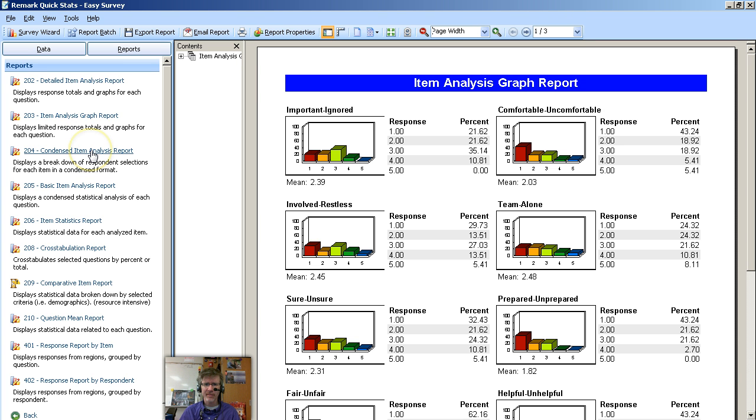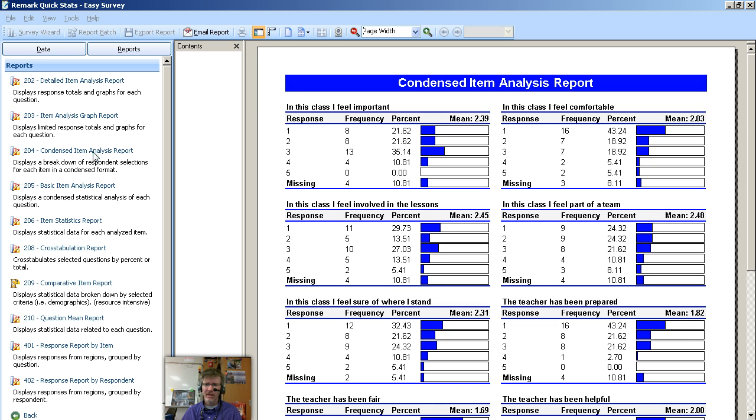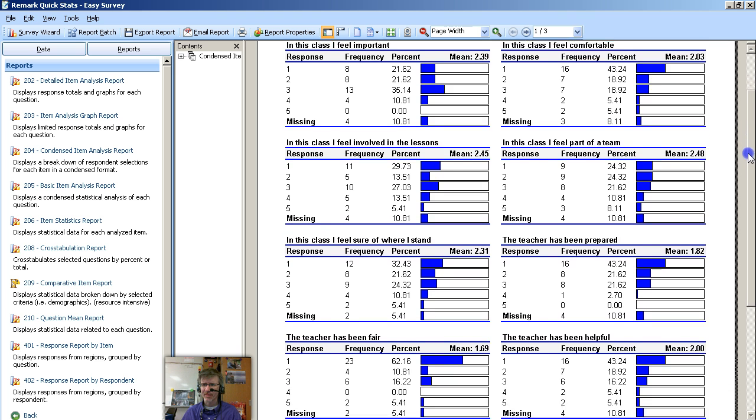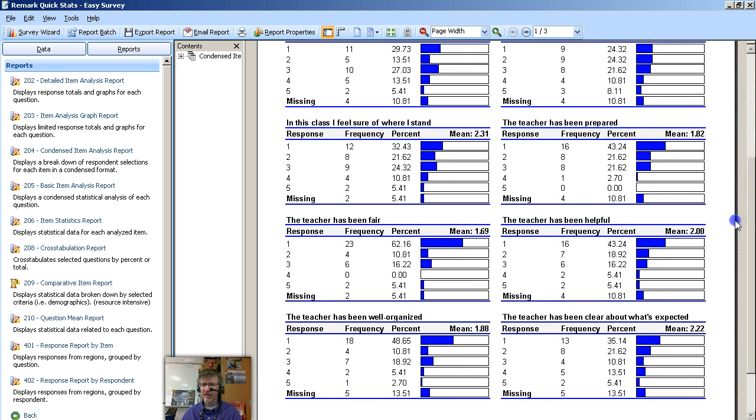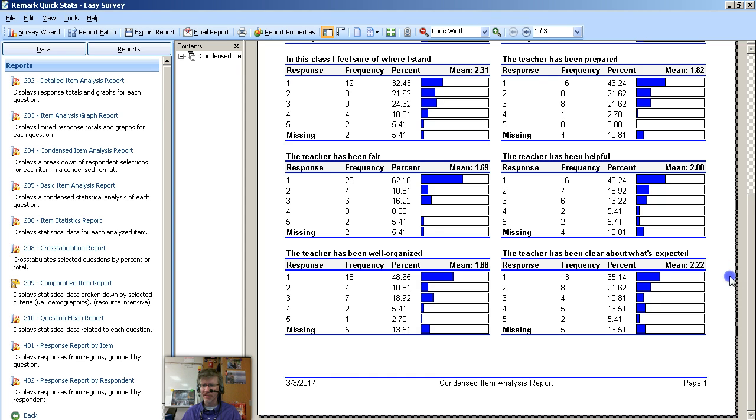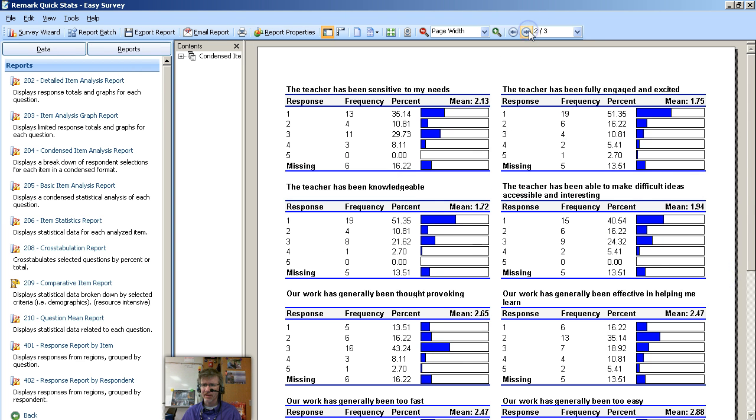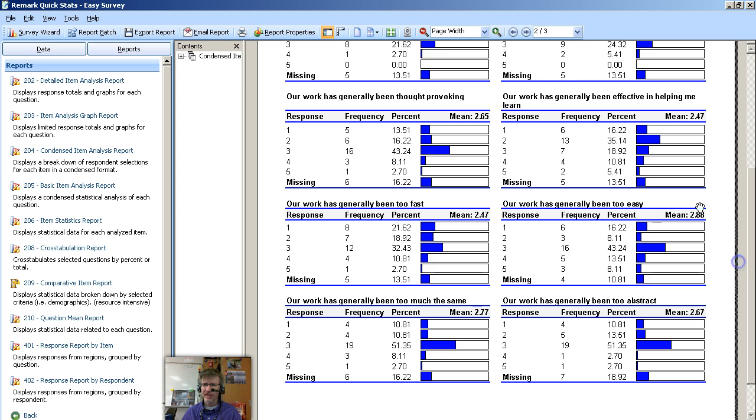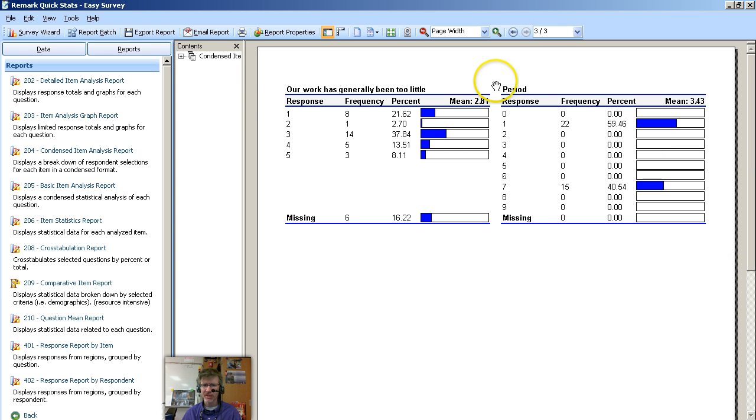Let's look at condensed item analysis report. This one is going to give us just a real quick and dirty representation of where the items were for each of those categories again. And now it's a little bit easier for you to see kind of relative trends. Maybe a bimodal here, sensitive, insensitive, etc. So we're walking through some of the reports that you can create.